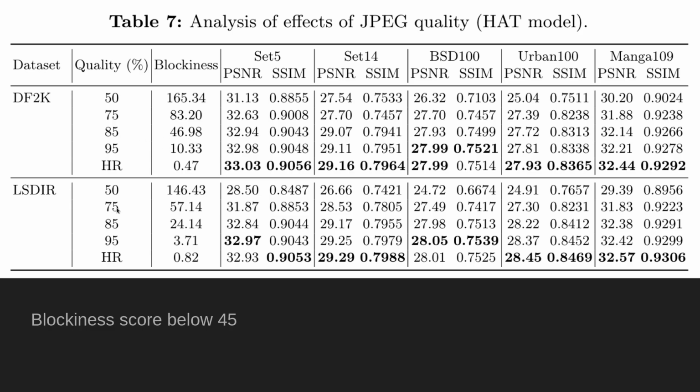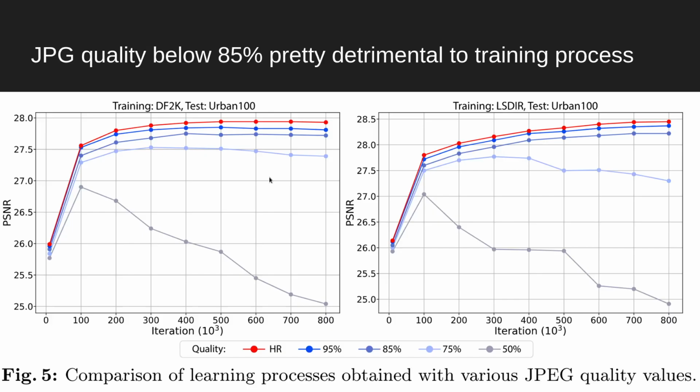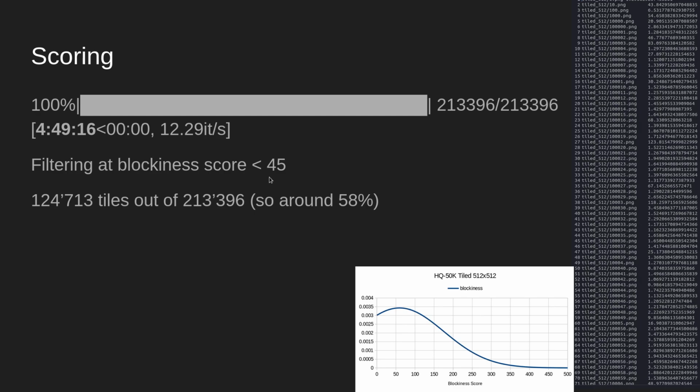And LSDIR at 75 had a blockiness of 57, which is closer to the F2K's 85, the 46, than the DF2K's 75, the 83. So it had way higher values, but for LSDIR this 57 blockiness was pretty detrimental, while for DF2K the 46 was still safe. So just to be safe, I went with a maximum blockiness score of 25, to stay on the safe side so it can't be detrimental to the model training. So that's what I did.